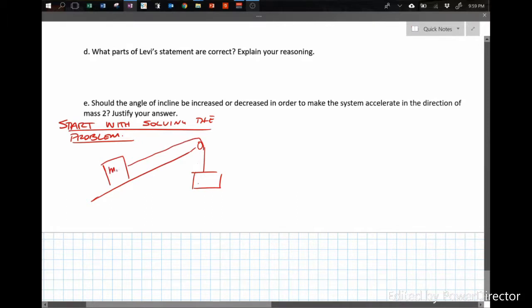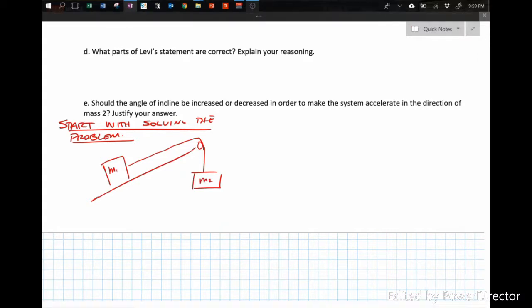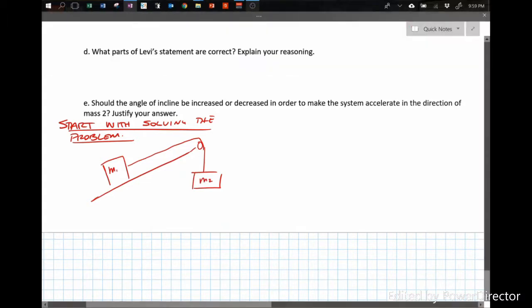M1, M2. And then let's straighten it out. Let's see kind of how this system behaves. We have M2G pulling straight down, tension pulling up. Same string, same tension. Tension's pulling up the plane. I've got a normal force. I've got a frictional force because they tell me there's friction. And I have M1G pulling down this way.